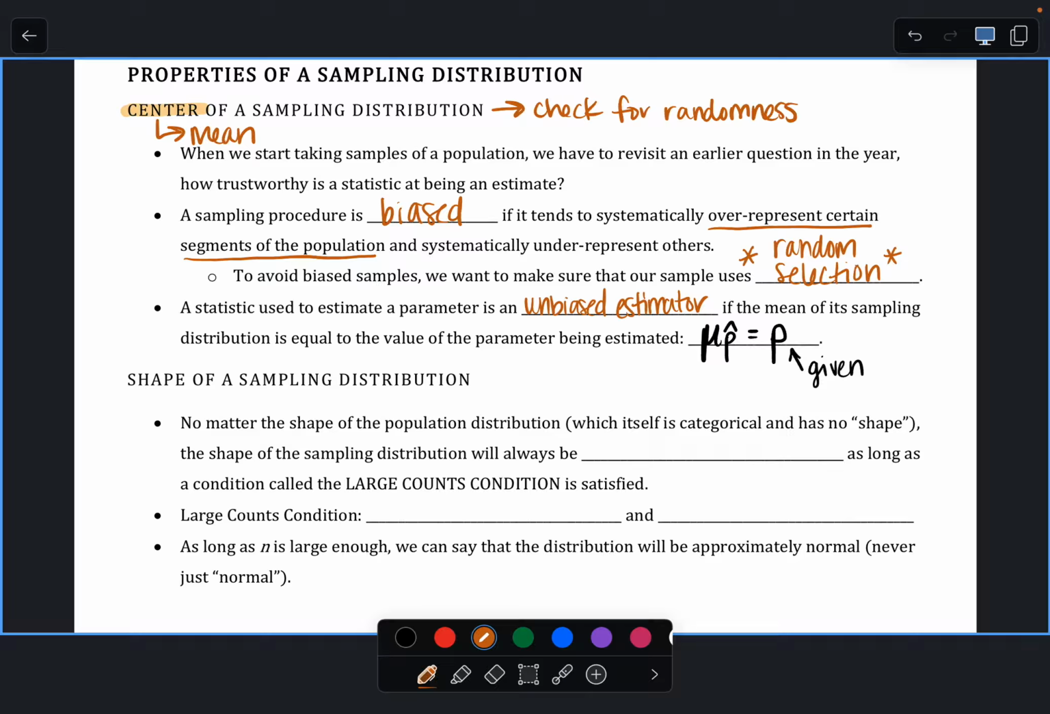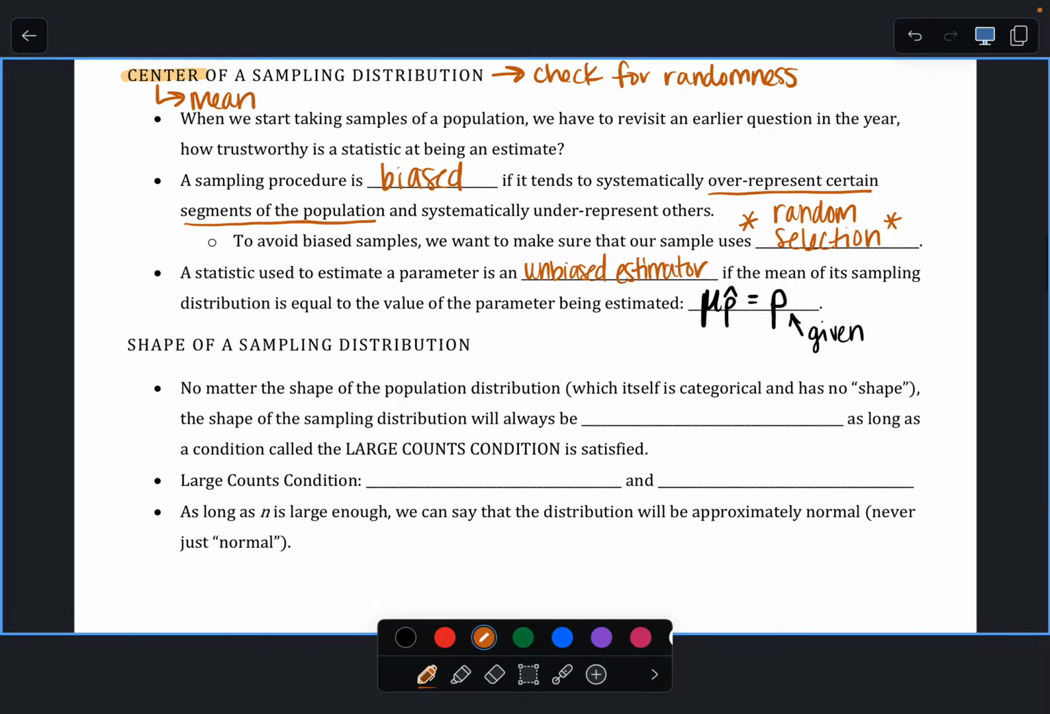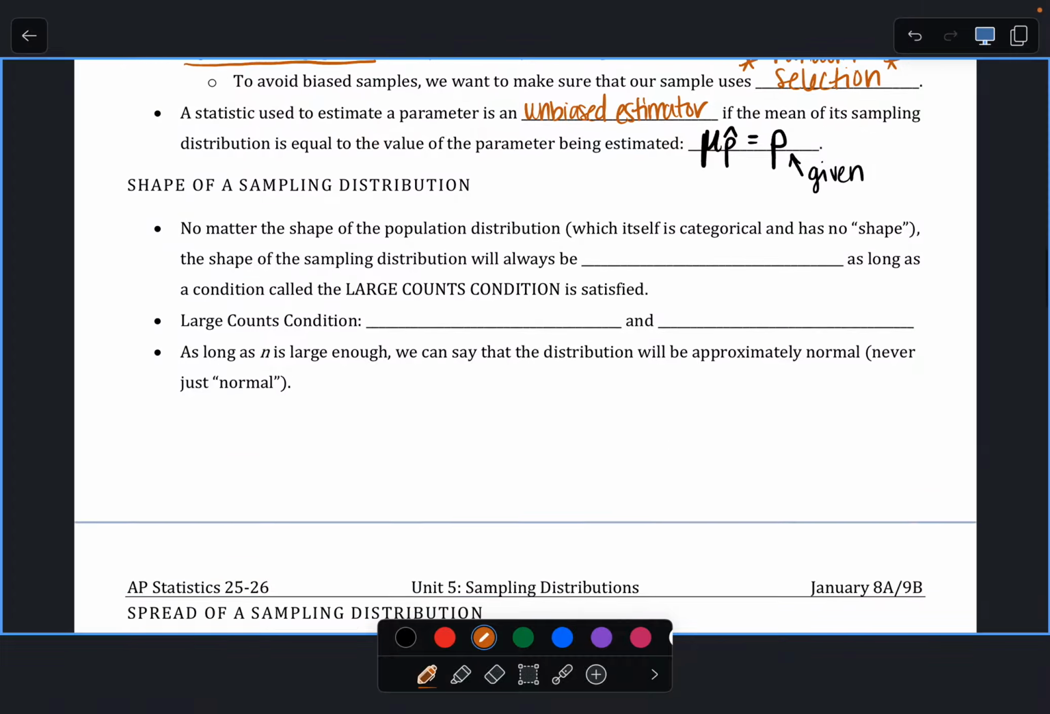And if you check for randomness, you are then able to find mu of p hat. So if you do that, you can use that formula. And we will go through how you actually write this on your paper when we get to our example.